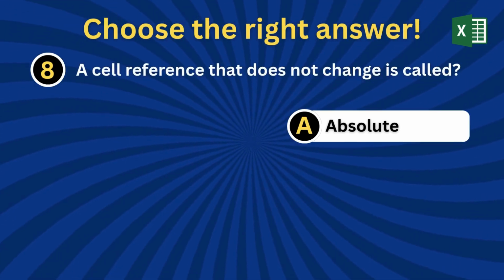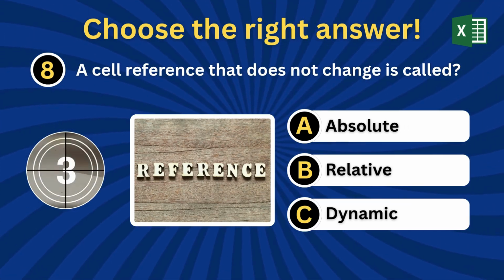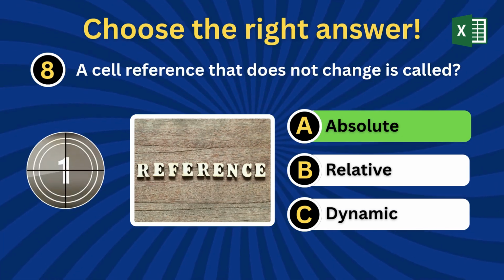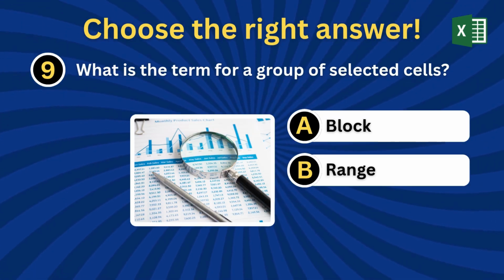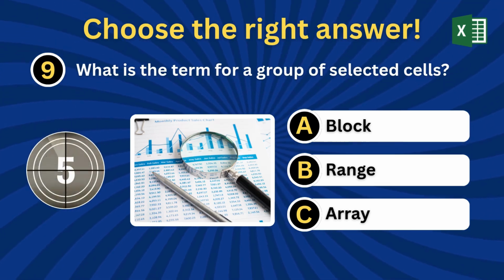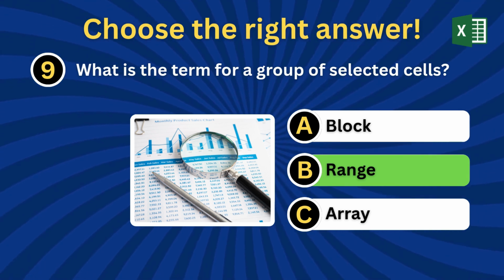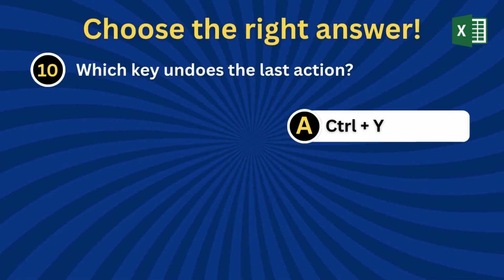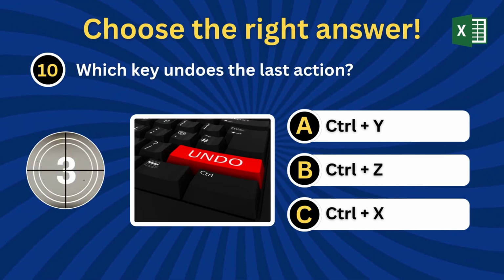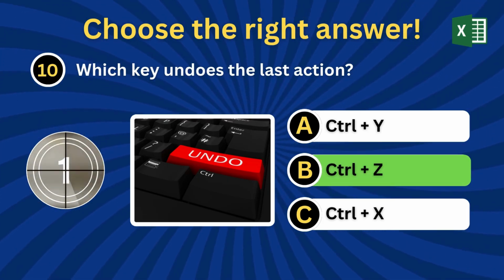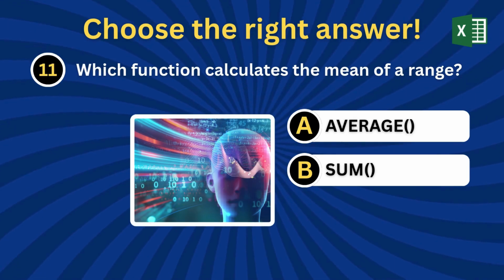A cell reference that does not change is called? What is the term for a group of selected cells? Which key undoes the last action? Which function calculates the mean of a range?